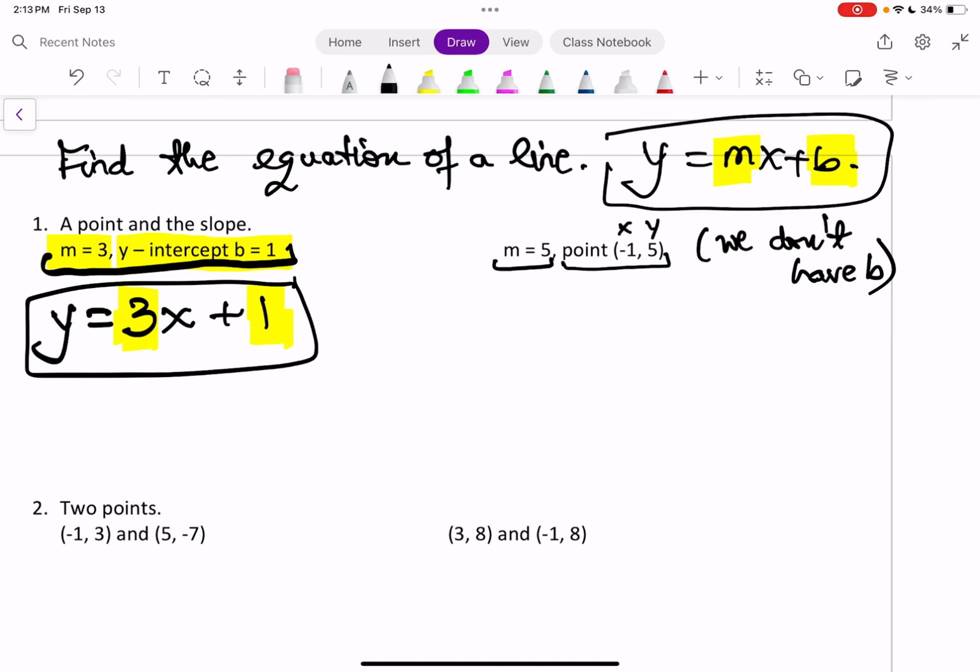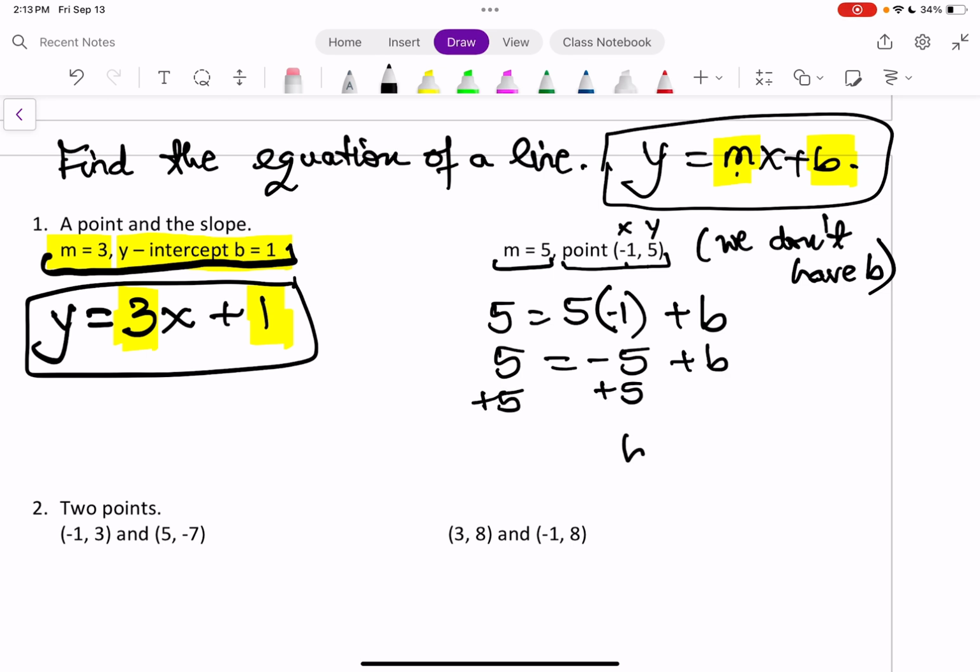Here's the equation. I have a y, I have an m, I have an x, and this is how I can find b. So I'm substituting in this equation the given y, the given x, and the given m. And it's a really easy equation to now be solved for b. So b is 10.